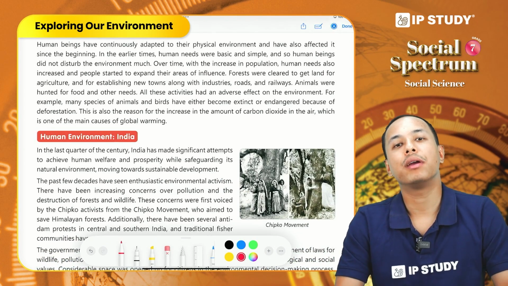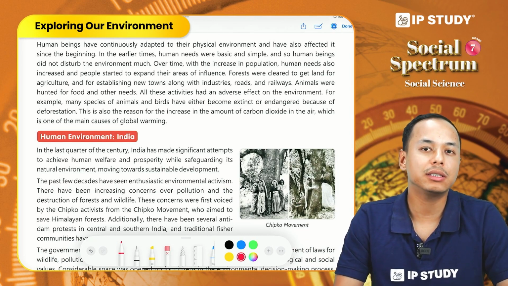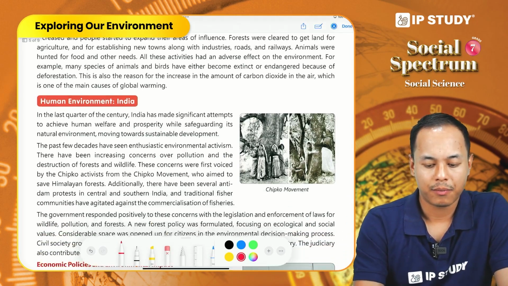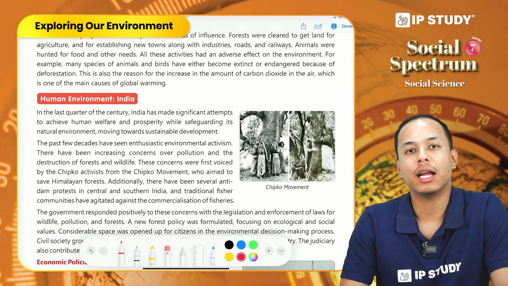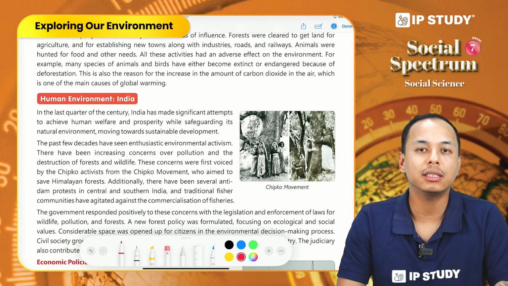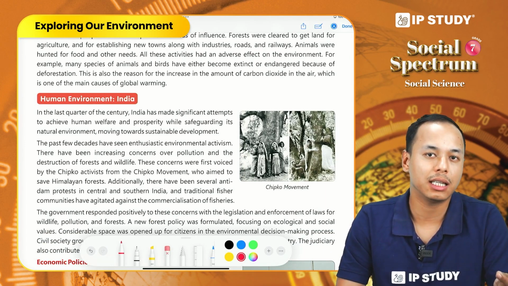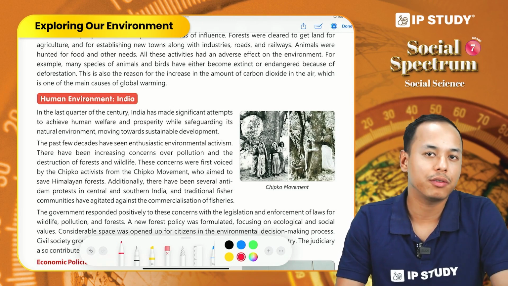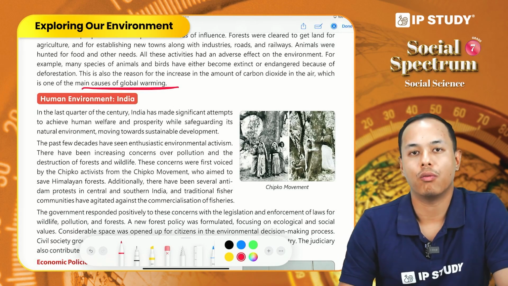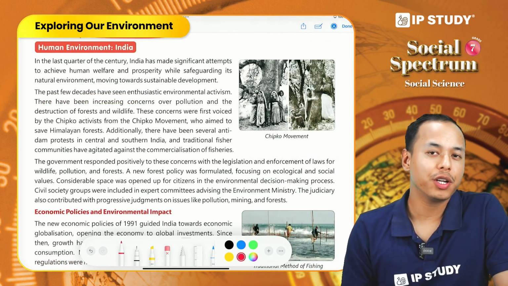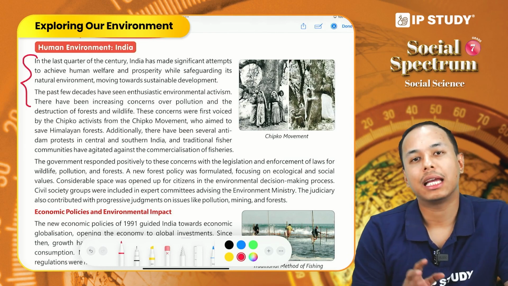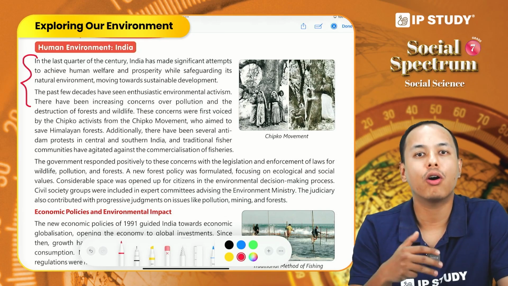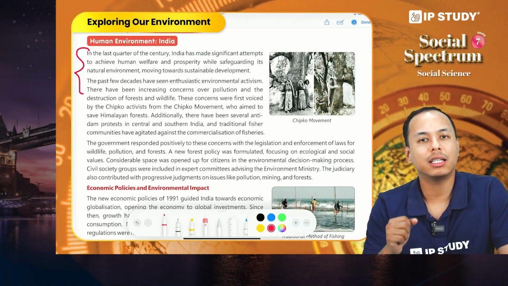We can see that many species of plants and animals have gone extinct, and many are on the verge of extinction. Another important one, global warming, right? It is because of human activities that the amount of carbon dioxide has increased in the air, which has trapped the heat, leading to the slow increase in the temperature of the earth, causing global warming. So when we talk about human environment in the context of India, India has made sure that it achieved its prosperity or welfare of the people while safeguarding the environment on the other hand.